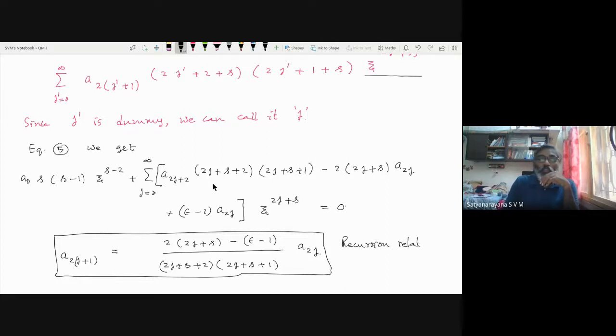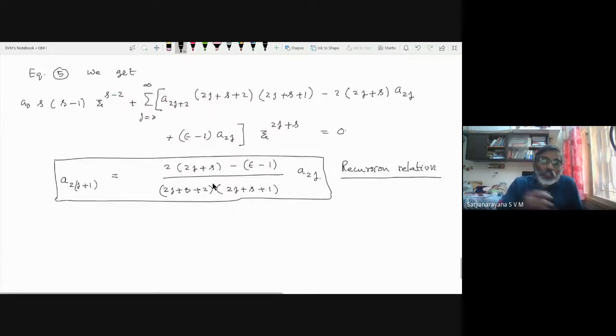So now you understand why I said that if a0 is 0, everything is 0, because this is the recursion relation. Now this recursion relation, because s is sitting there, if s is equal to 0 you will get even parity functions. If s is equal to 1, you get odd parity functions. So this is something that we have.